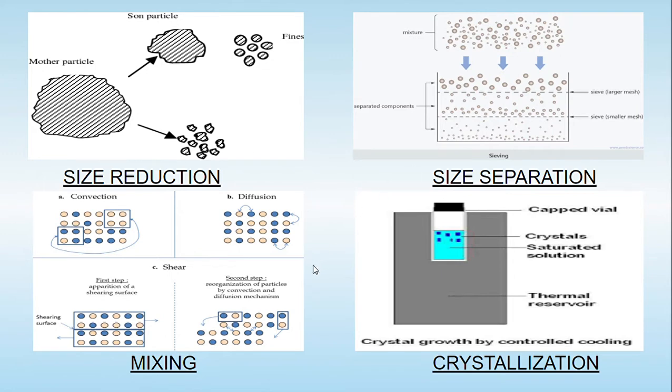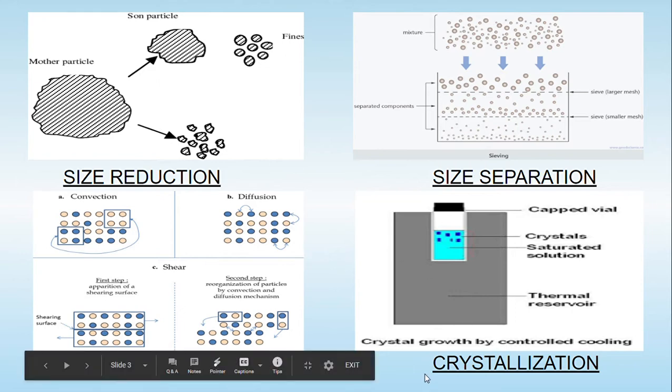different sizes. Another important unit operation is called mixing. Mixing is a process by which a solid is mixed with solid particles, or a solid with a liquid, or a liquid with a liquid, by either convection, diffusion, or shear, so that my final mixture contains all the particles uniformly distributed.